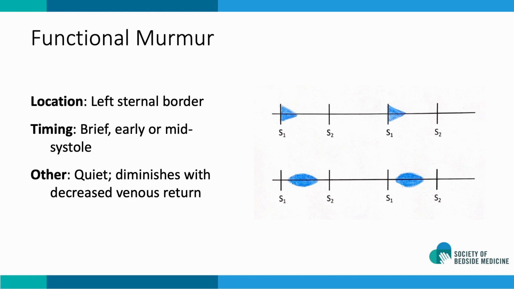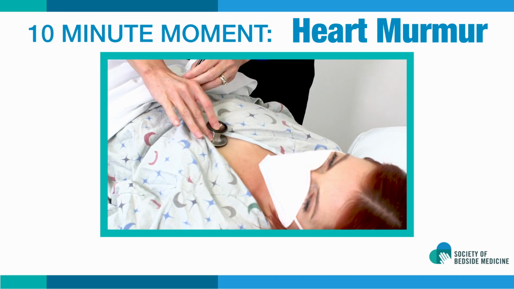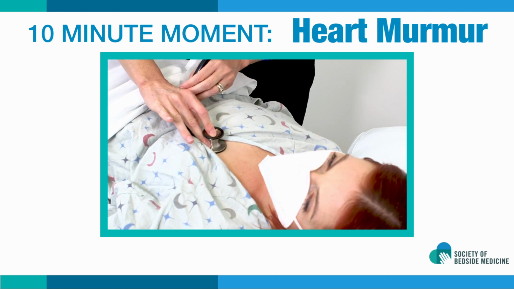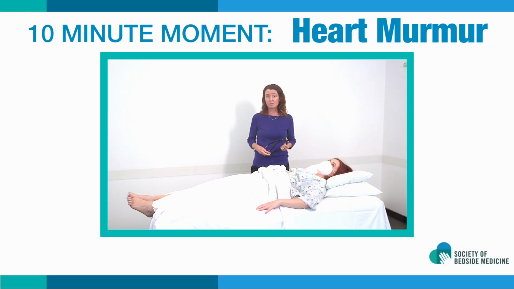This one is heard best along the left sternal border, but the intensity is grade 2 or less and becomes quieter when venous return is decreased, for example with standing or with the Valsalva maneuver. The timing of this murmur is brief and it's in early or mid systole. So we would listen along the left sternal border.